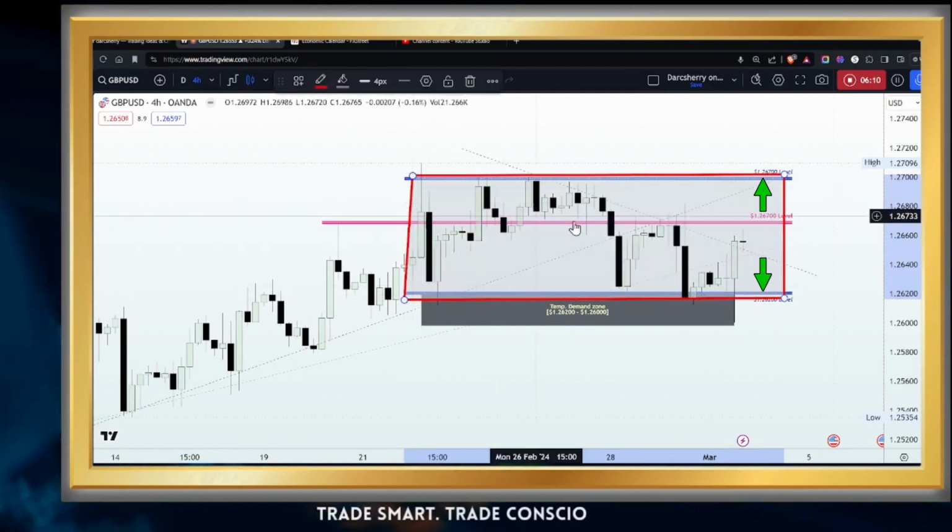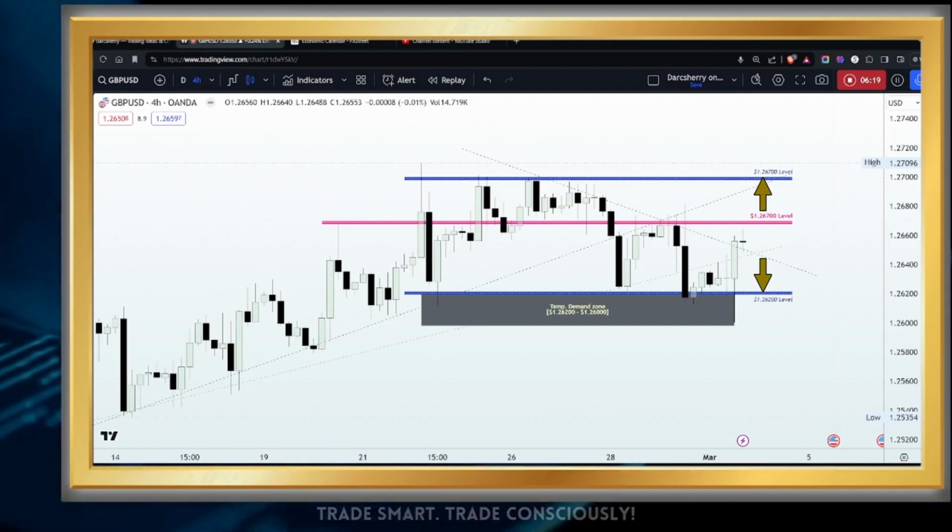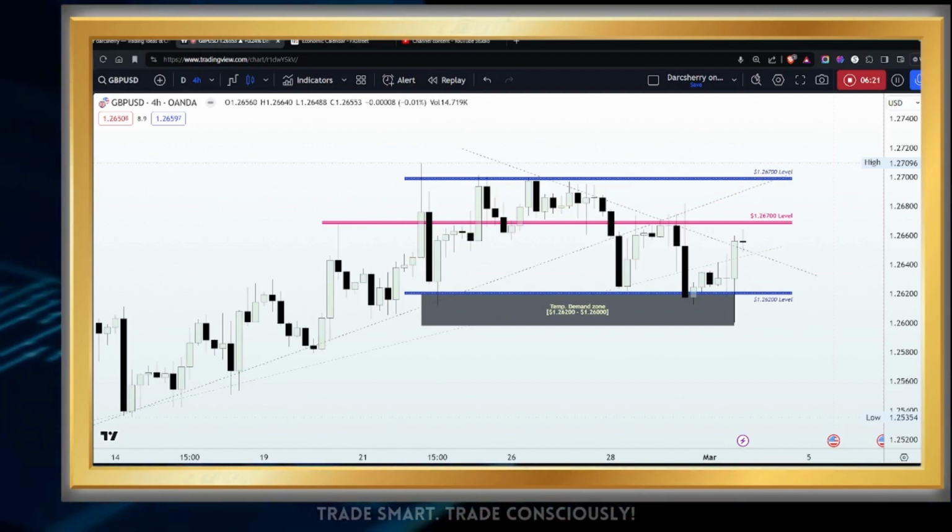So I encourage us all to mark out these levels, as we shall be using them as a reference point to guide our independent trading decisions.